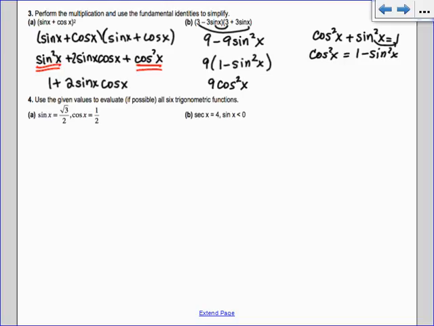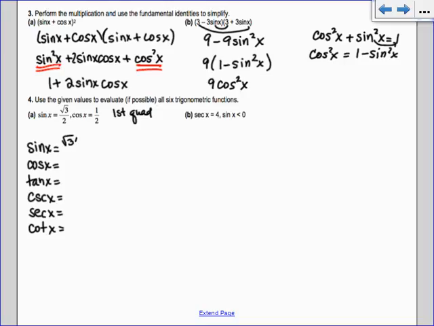Okay, number 4 says use the given values to evaluate, if possible, all 6 trig functions. Okay, so I'm going to go ahead and write out all 6. I'm going to say sine of x, cosine of x, tangent of x. The reciprocal of sine is cosecant, so I'll do that one first. Okay, and notice that sine and cosine are both positive. There's only one location where sine and cosine are both positive. That's in the first quadrant. So all of these are going to be positive.